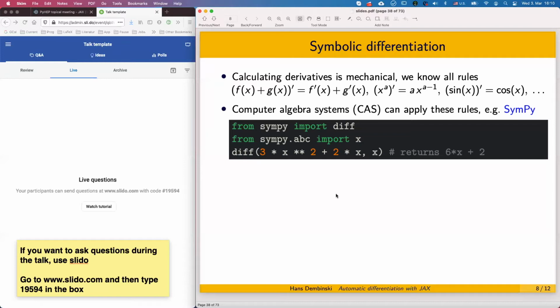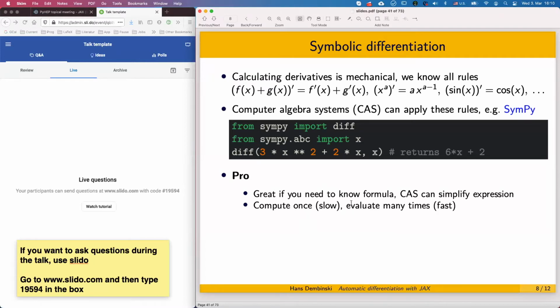By the way, I like SymPy a lot. I use it a lot since I learned it. It's very easy to use. I can only recommend you to use this if you ever need it. And it's in Python. So this is great if you need to know the formula. You can also use SymPy to generate the formula and then turn this into NumPy code, and then you can compute this derivative many times very efficiently.